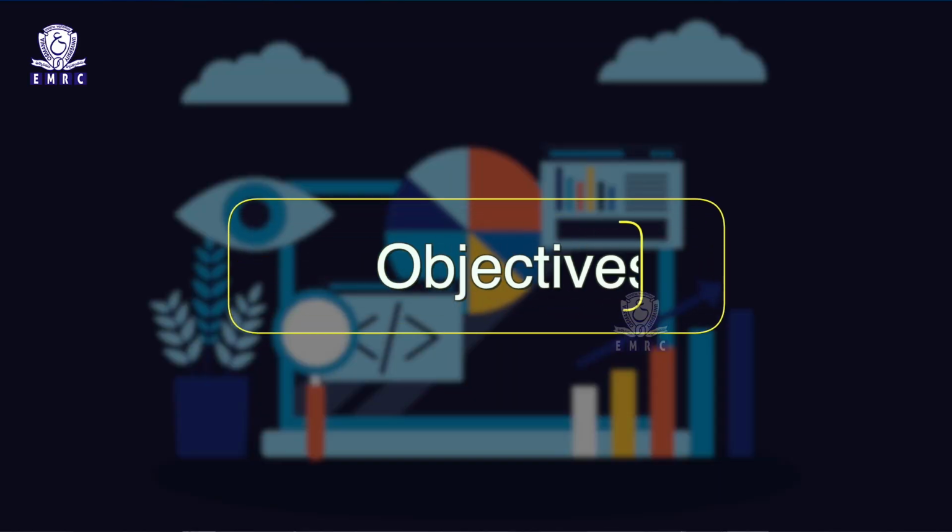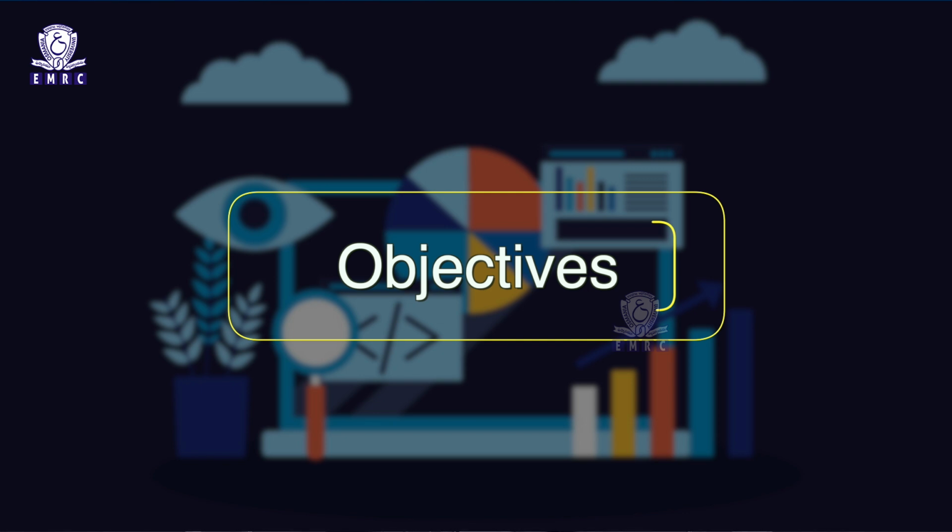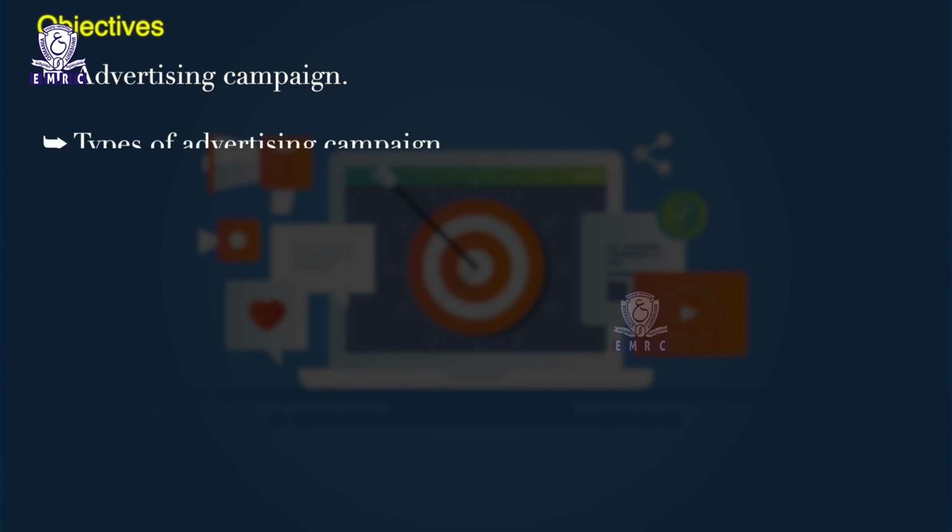Types of advertising, lesson 22, advertising campaign 1. Objectives: advertising campaign, types of advertising campaign, developing advertising.